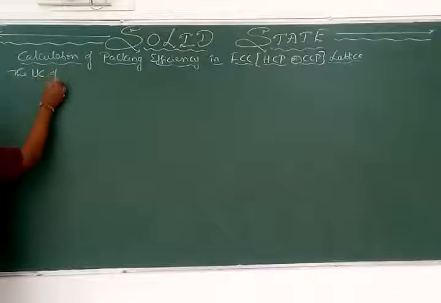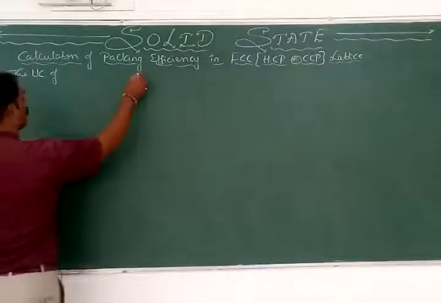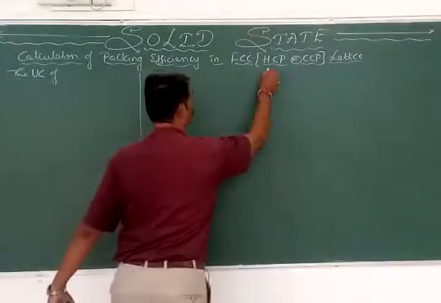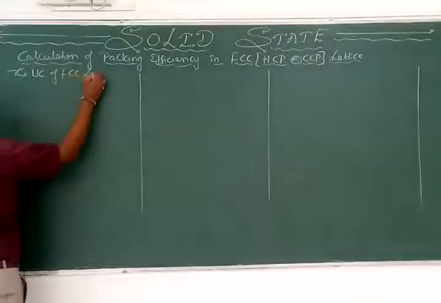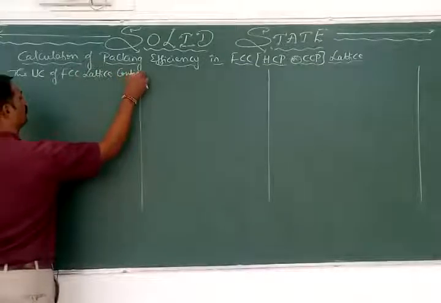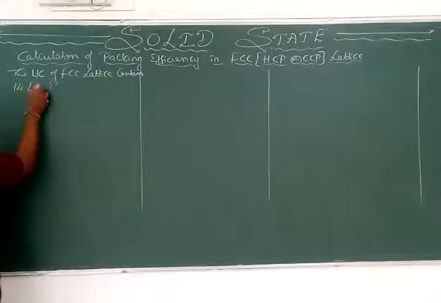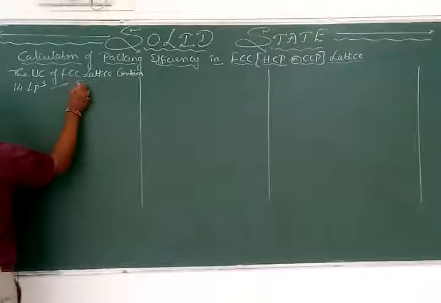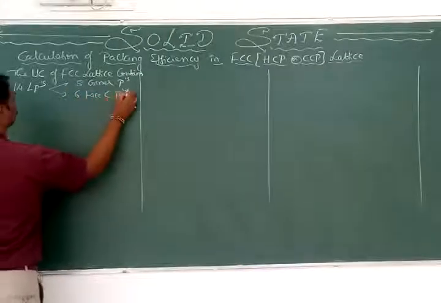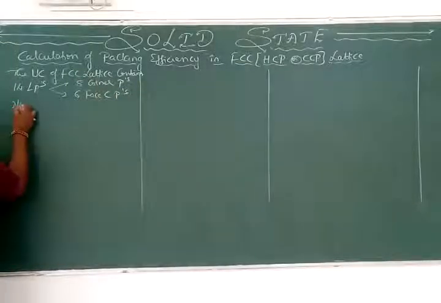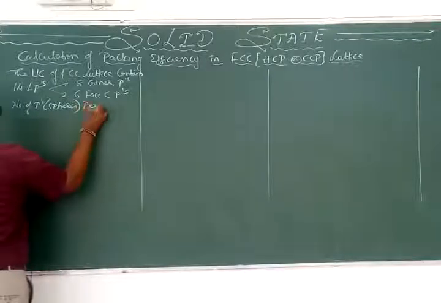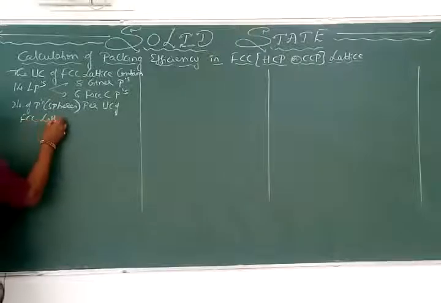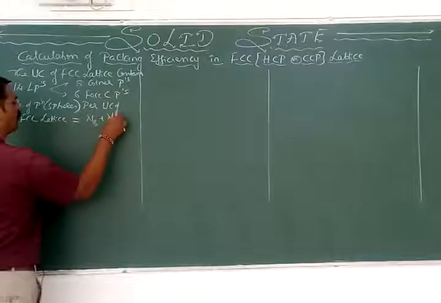Let's make that clear in 3 different parts. The unit cell of FCC lattice contains how much? 14 lattice points, in which 8 are corner particles and 6 are face centered particles. The number of particles, or spheres, per unit cell of FCC lattice is given by the formula: NB plus NF by 2 plus NC by 8.